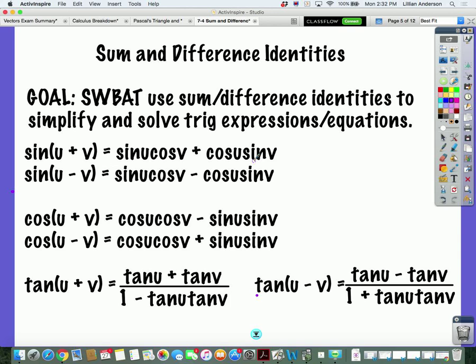Yes, sir. So these are the same ones. Yes, the only difference between yours and the ones that are up here is that instead of using these, it's alpha and beta. Wait, were we provided with these? Yes.